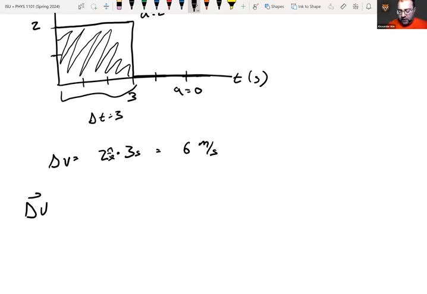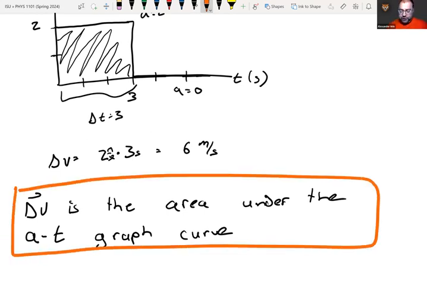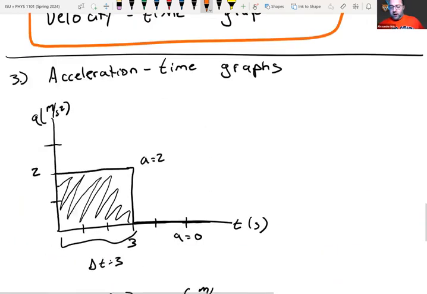It's another thing to keep in mind: the area under the acceleration time graph curve. Okay, so the slope gives us, like I say, something called jerk. We're not going to go into that. But the other thing to remember is that the area under the curve can give you your change in velocity. Okay, so that's kind of a useful tool.